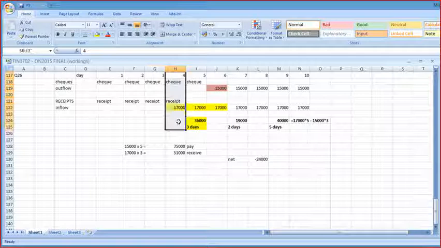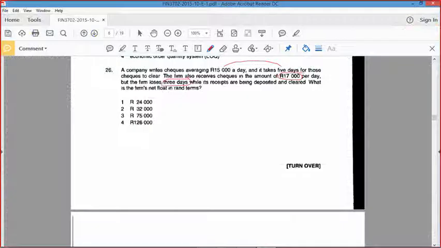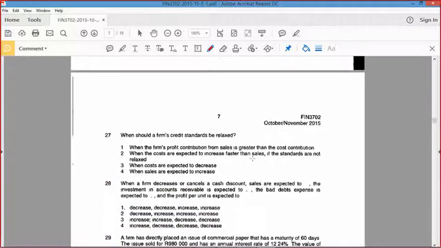Then I looked at, for example, 17 plus 17 plus 17 and so on. That's the way I would have done it, but obviously they want you to do it a lot simpler than that, and they just want you to add everything, subtract everything, get a difference. Okay, so 26 is 24,000 then, we would go with that one.